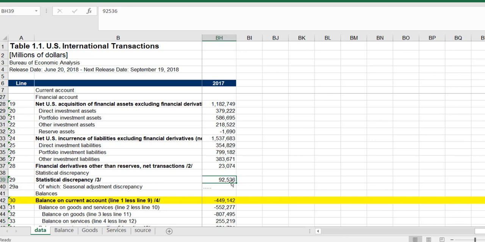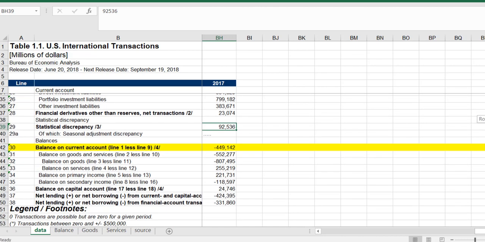And this statistical discrepancy, which is about $92.5 billion, is the difference between all the credits and debits that we don't know to which category to allocate. Remember that the credits must equate the debits, and if they don't, whatever is the amount of that discrepancy shows up here in the statistical discrepancy item.